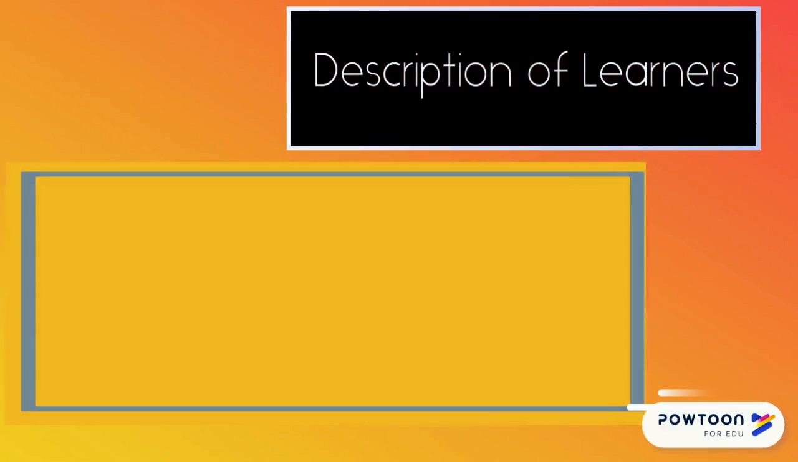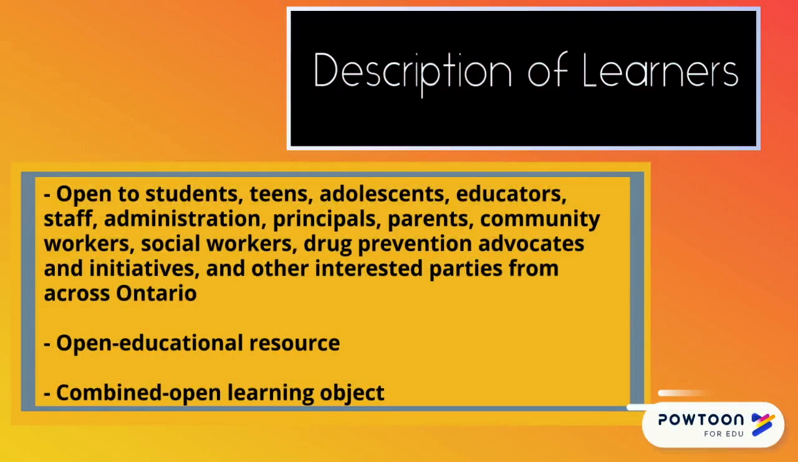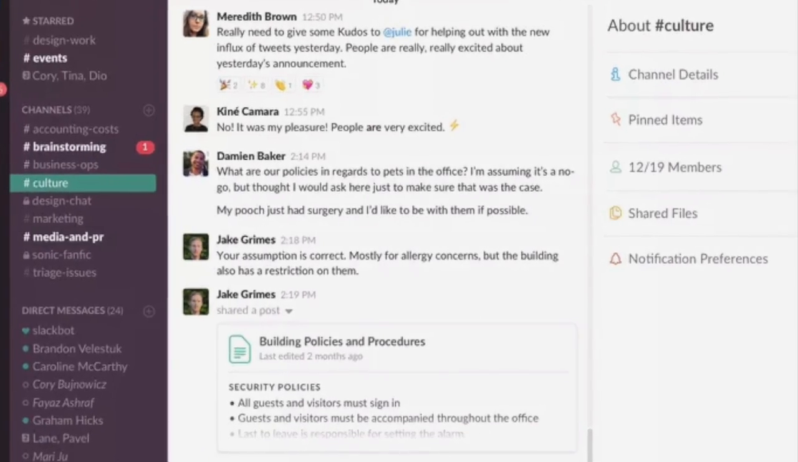This learning object will be available as an open educational resource. Our learning object will be available via the internet, as users can simply download the learning object by registering their name, organization, and intended use of the learning object. A Slack channel will be set up so users can share additional resources, thus establishing a community of learners.